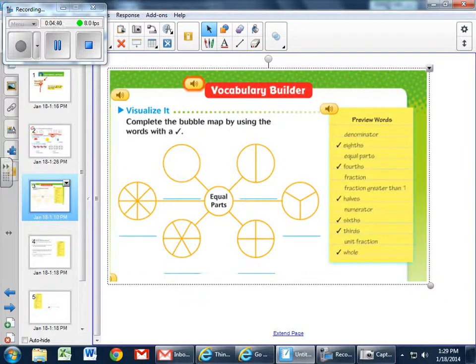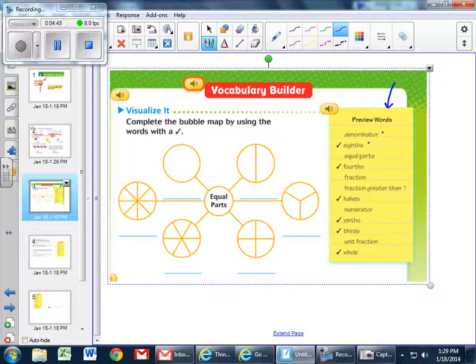If we look at our preview words, we have denominator, eighths, equal parts, fourths, fractions, fractions greater than 1, halves, numerator, sixths, thirds, unit fraction, and whole. So there's all of the words that you're going to see in this chapter.